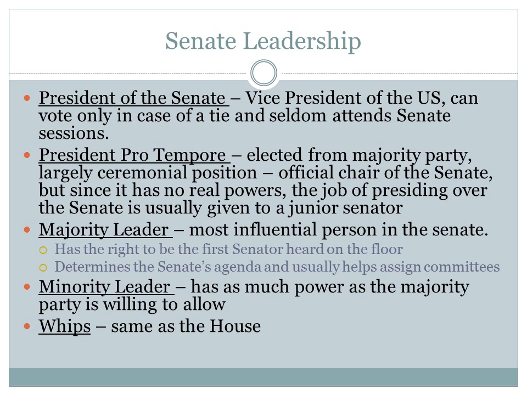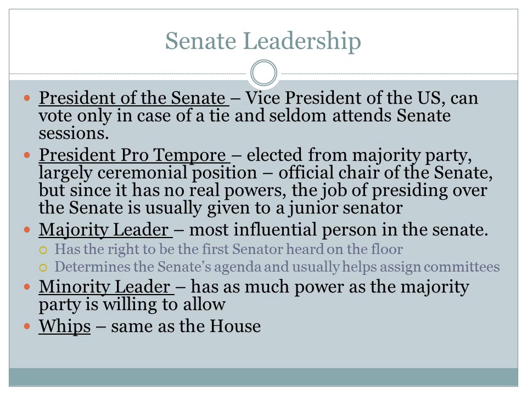President pro tempore, again, is another largely ceremonial position. They're elected from the majority party. They're officially the chair of the Senate, but since it has no real powers, the job of presiding over the Senate is usually given to a junior senator. So the idea behind the Senate pro temp is that they're sitting there running the Senate business day to day, but there isn't really much power with that position. It's mainly procedural, kind of like a fancy secretary. So they give it off to a junior senator to let them gain some experience.